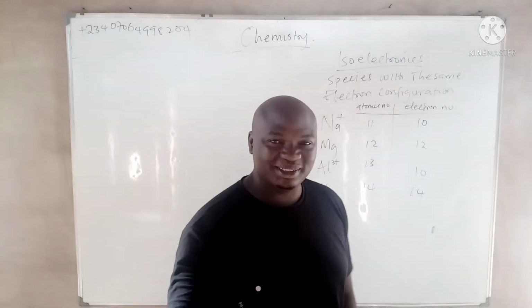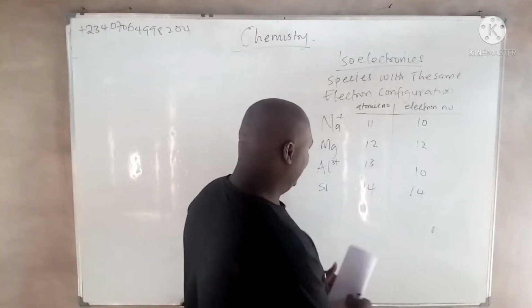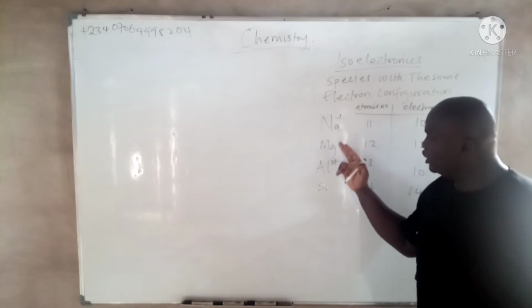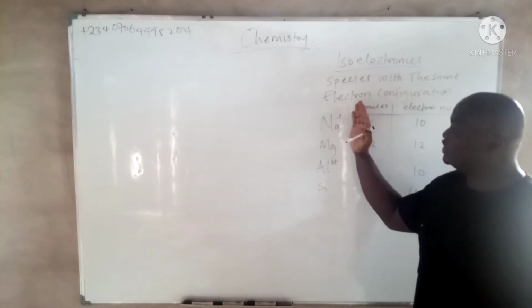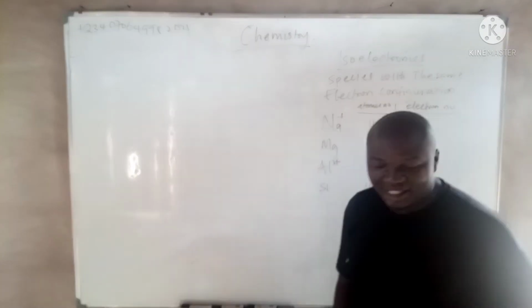In examination, look at what they will do. They will bring this thing. Of course, this is not part of it. They'll just bring this one, sodium plus, magnesium, aluminum, and silicon, and ask you, which among these are isoelectronics?